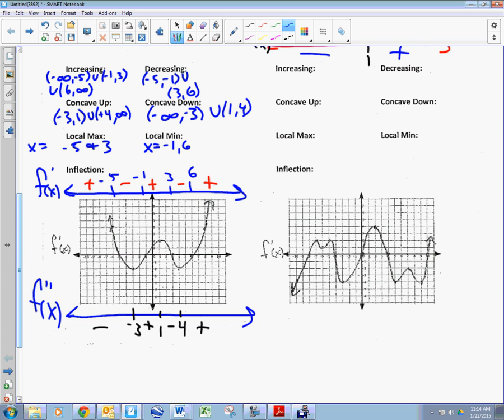The definition of an inflection point is where concavity changes. Does concavity change from positive to negative or negative to positive? Negative to positive, positive to negative, negative to positive. So these are all inflection points: x equals -3, 1, 4.